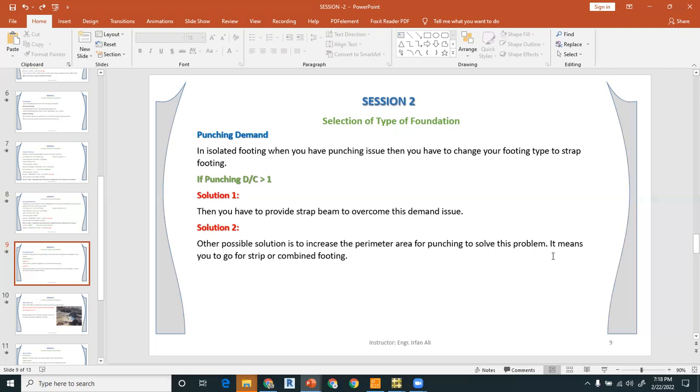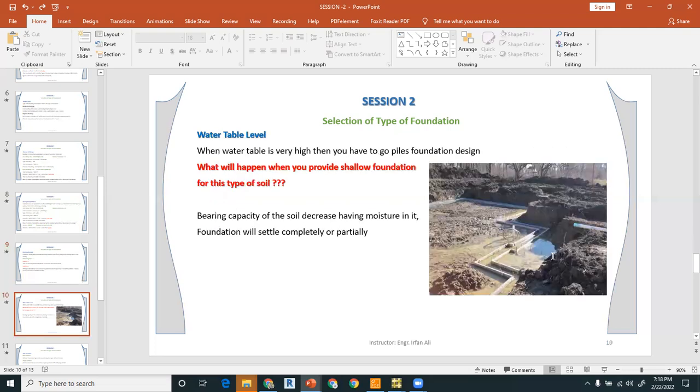So this is very crucial, and you will face it so many times during your design of your building if you are working in consultancy or you are working independently, right? So this is very crucial as well.